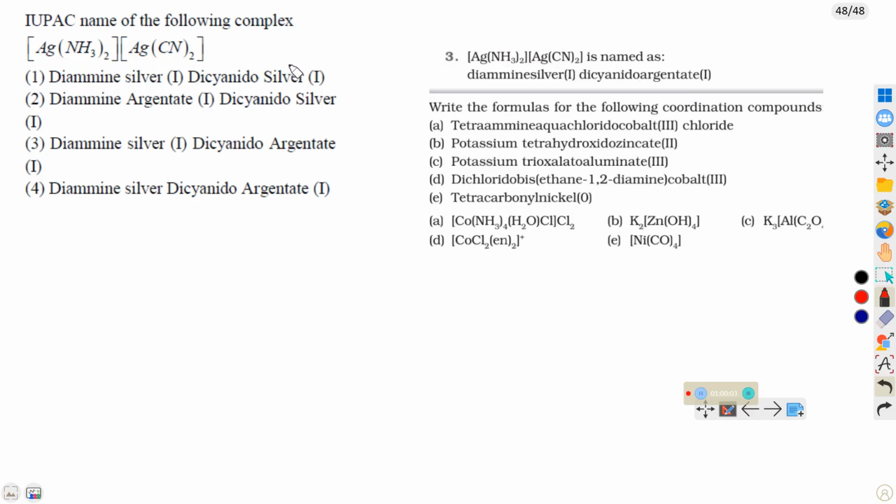IUPAC name of the following complex. What is the IUPAC name? Diamminesilver(I) dicyanidoargentate(I). Third option correct.